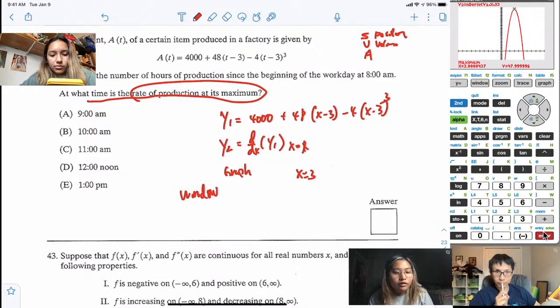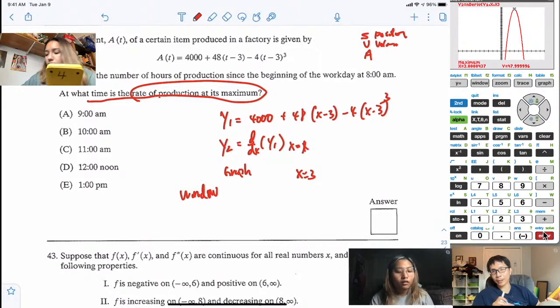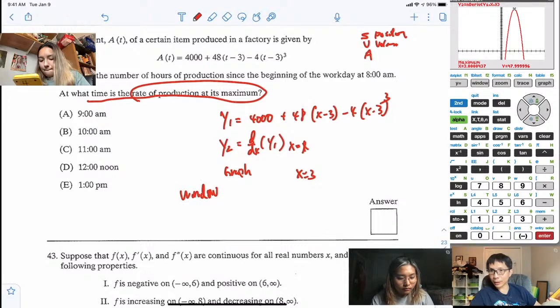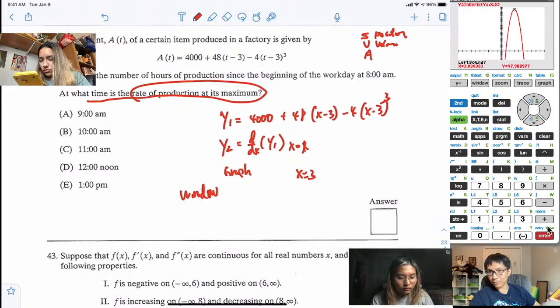Wait, Mr. A, how did you get the maximum again? I do second trace, and there's a choice for maximum. And I'm going to go to left bound and right bound and click enter. So I'm going to do it slowly again. It should show up after 12 seconds. So I'm going to do second trace, and I'm going to do maximum, and I'm going to go to the left side of this peak. I'm going to press enter. I'm going to go to the right side of the peak. I'm going to press enter, and I'm going to press enter again. It should give me a 3.